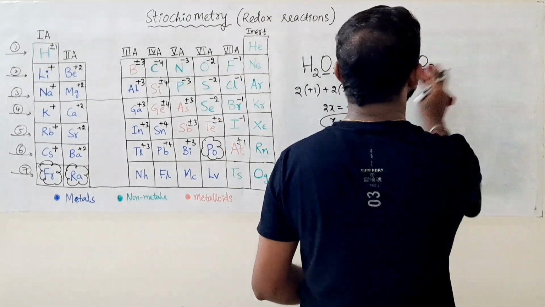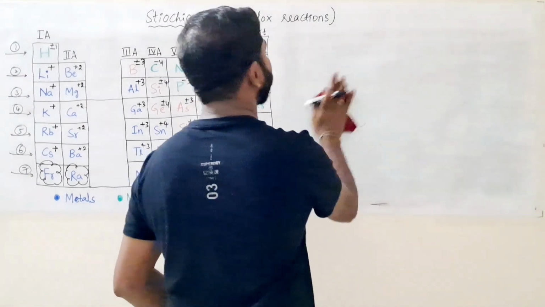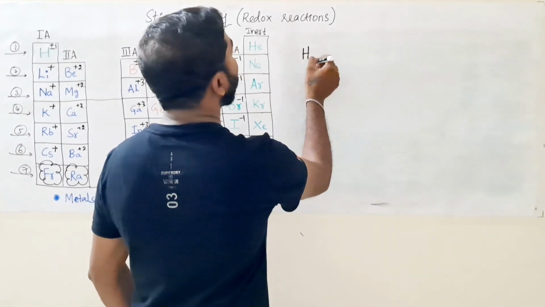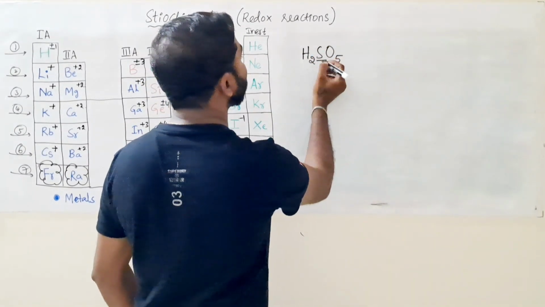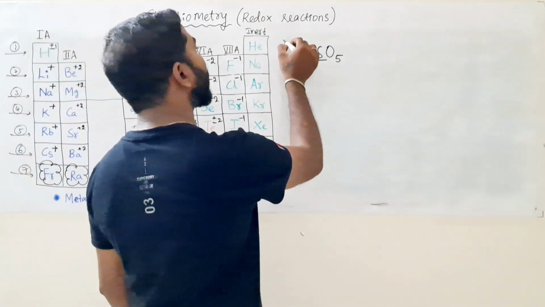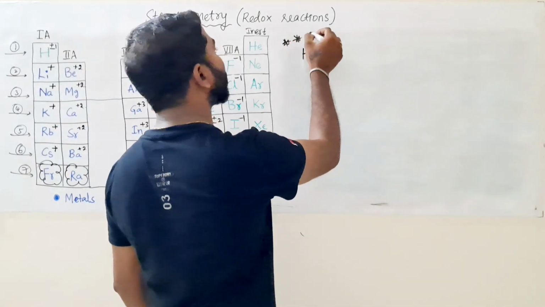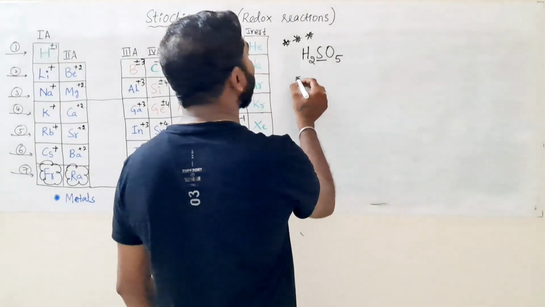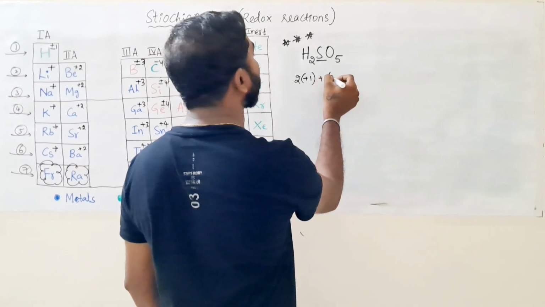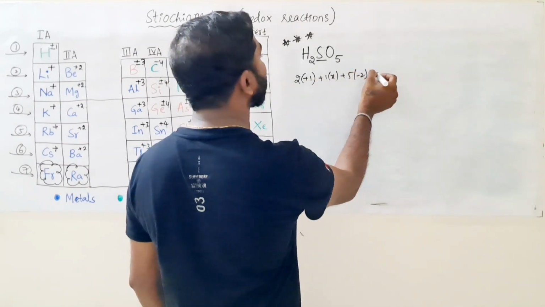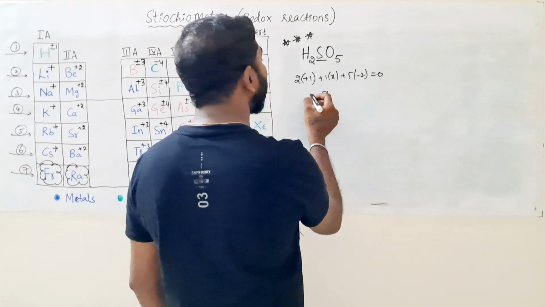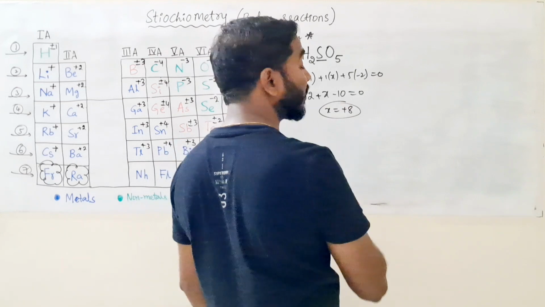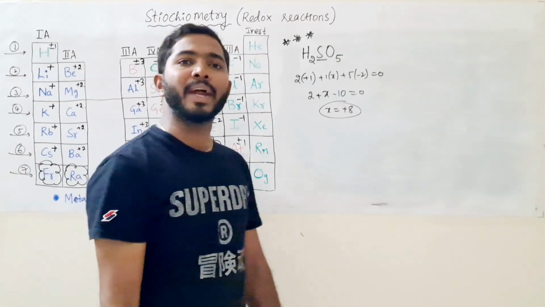Let me take a few more examples. Suppose let's say we have H2SO5. These are all very important examples. Now if we want the sulfur's oxidation number, how much are we going to get? That is 2 into plus 1, plus 1 into x, plus 5 into minus 2 equals 0, so 2 plus x minus 10 equals 0, x is plus 8. The value of x we are going to get as plus 8.